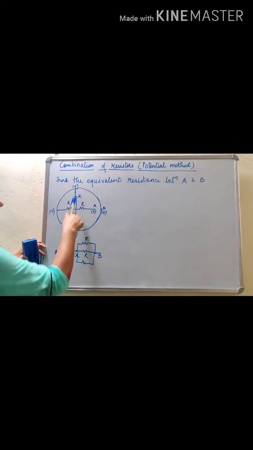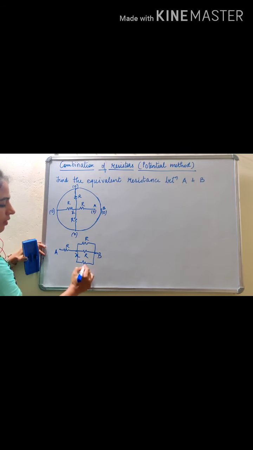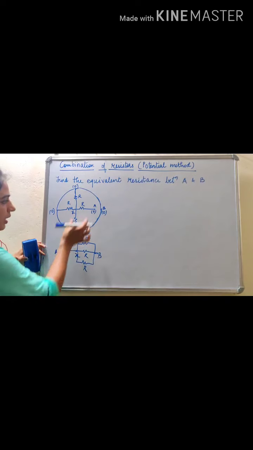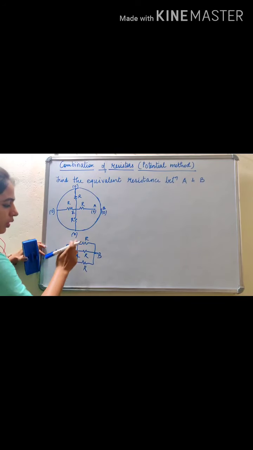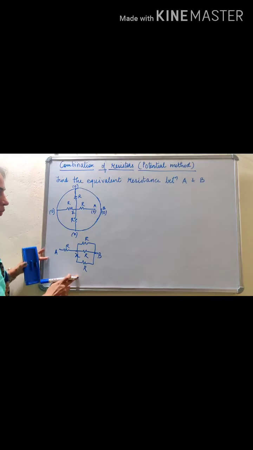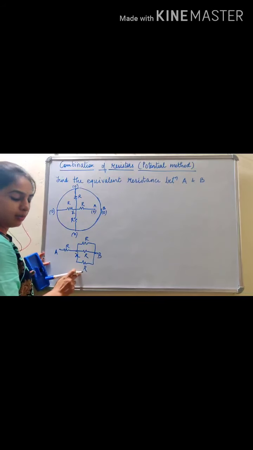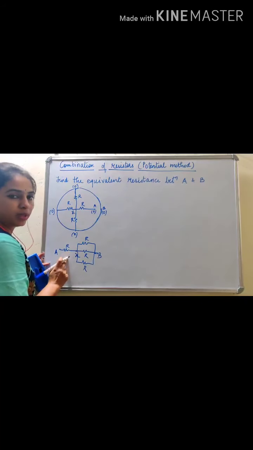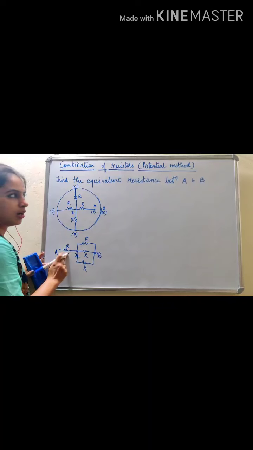Okay, so we have 4 resistors where 3 are connected between X and 0, and 1 is connected between X and A. So this is a reduced network. Here these 3 are in parallel and this parallel combination is in series with this R.